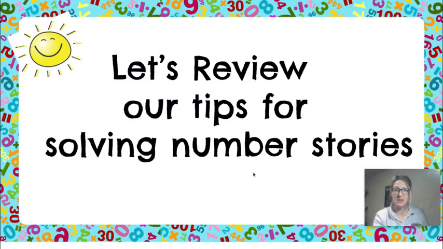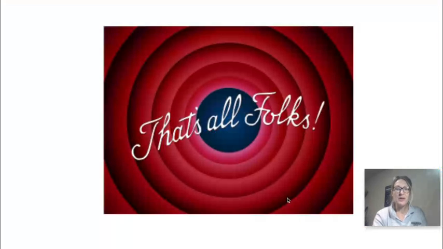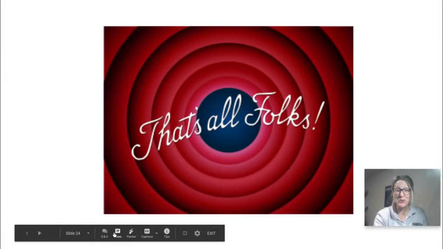Let's review our tips for solving number stories, friends. We want to look for the numbers in the story. Think about what is happening. Are we adding or subtracting? What are my word clues that tell me if I'm adding or subtracting? Okay, when I take things away, I can cross off. I can count back. If I'm adding 2 parts together, I can count on or I can draw more. Okay? And then you can draw your picture to solve that problem. That's all, folks. Now it's your turn, and I know that you can do it.